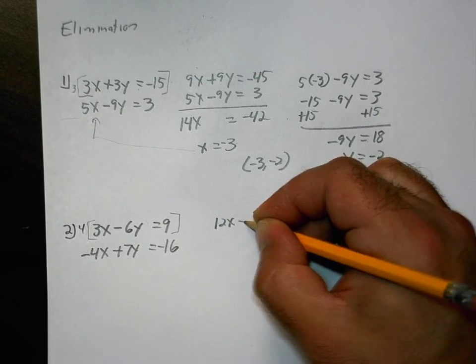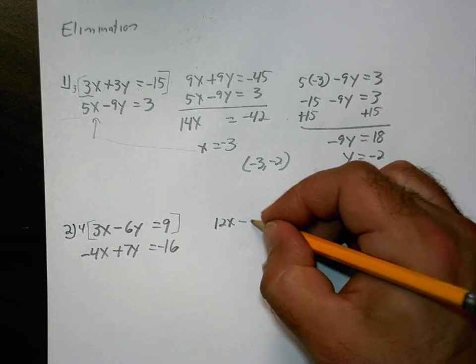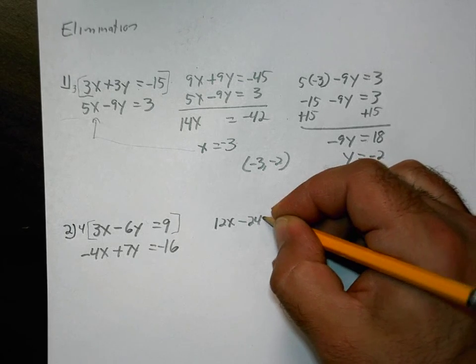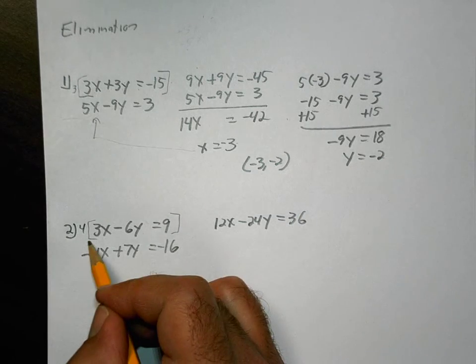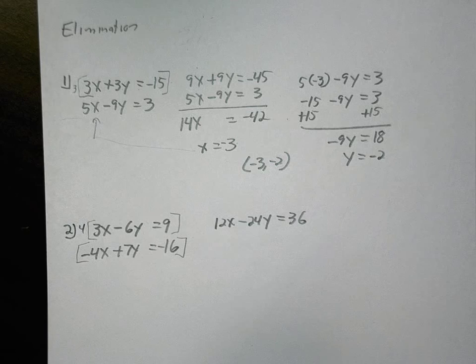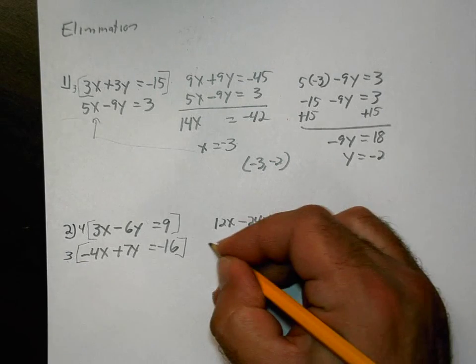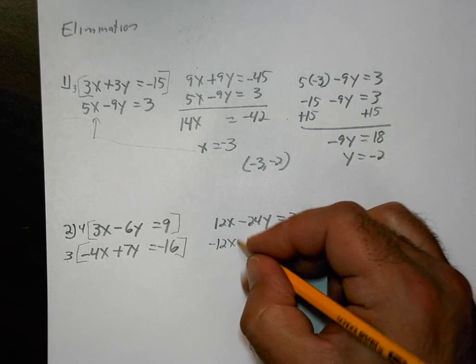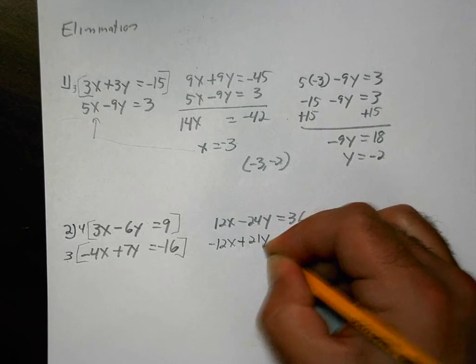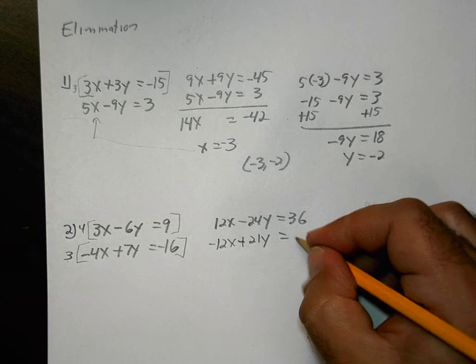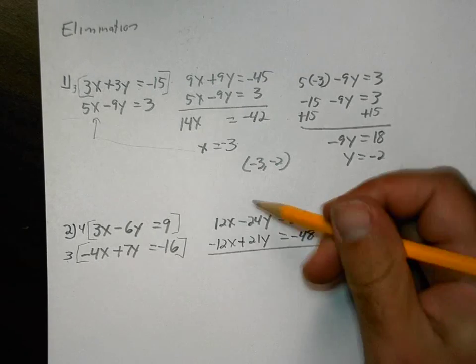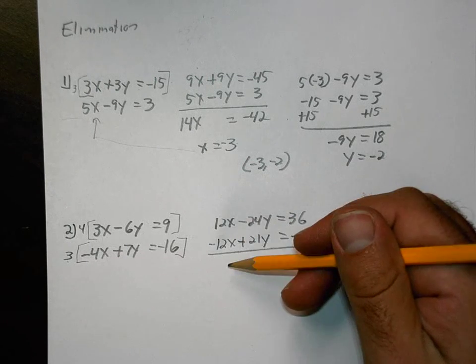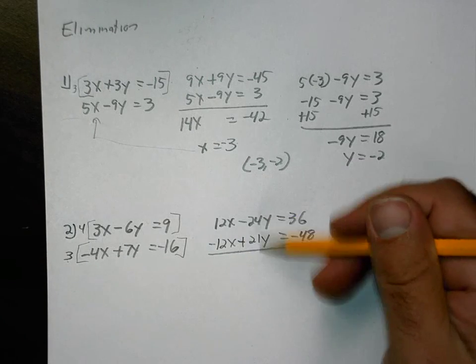12x minus 24y equals 36. What would I have to multiply the bottom one by? I have to multiply by 3, right? Because 3 times negative 4 is negative 12x plus 21y equals negative 48. Okay? Have opposites on the x's, so the x's are going to be eliminated when I add this together.